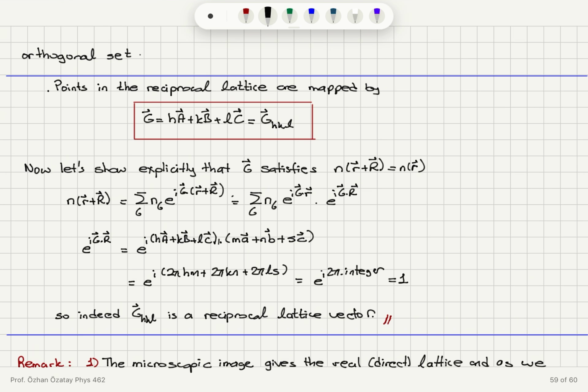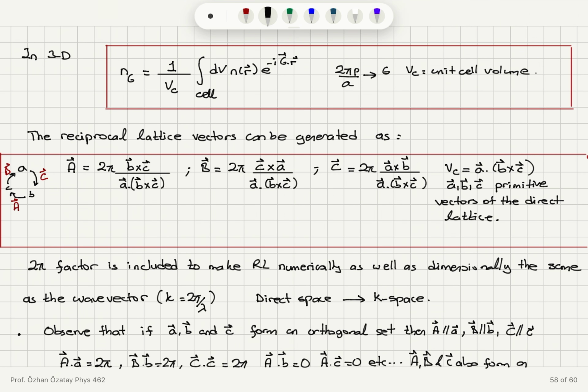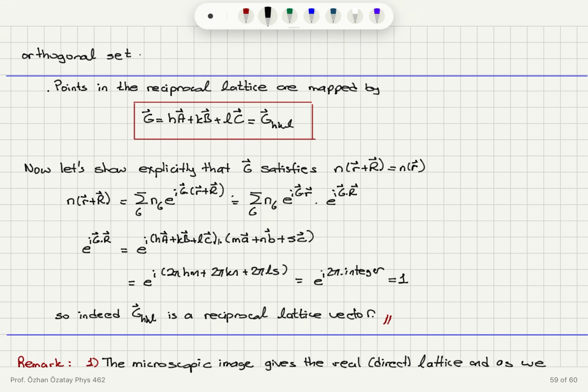So this is working when I have the dot product of capital A with the lowercase a giving me this 2 pi factor. Okay, so G_HKL is a reciprocal lattice vector. So all reciprocal lattice vectors can be written in this form: HA plus KB plus LC, the capital letters ABC, where ABC are generated using direct lattice translation vectors, primitive vectors, lowercase abc, with this transformation.